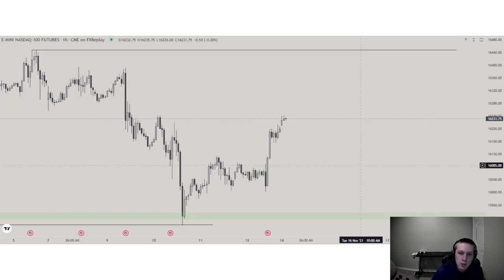If we look on the hourly chart, this is the hourly chart of the NASDAQ. So if you want to mark down your annotations of this, I would recommend doing so. Before I get into it, we're going to go over this day and this expansion that we had within the market.